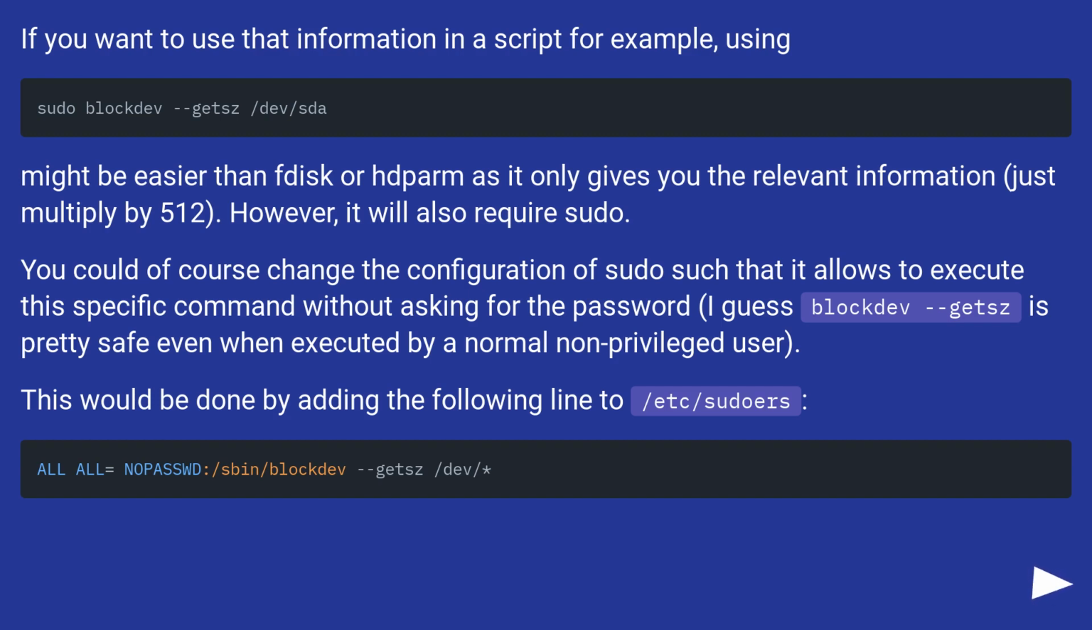You could of course change the configuration of sudo such that it allows executing this specific command without asking for the password. I guess blockdev is pretty safe even when executed by a normal non-privileged user. This would be done by adding the following line to /etc/sudoers.